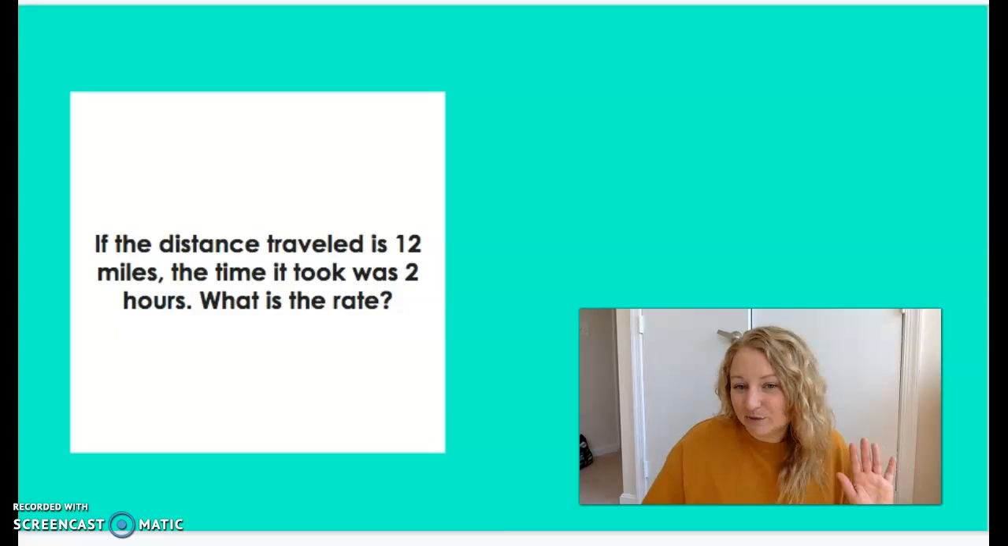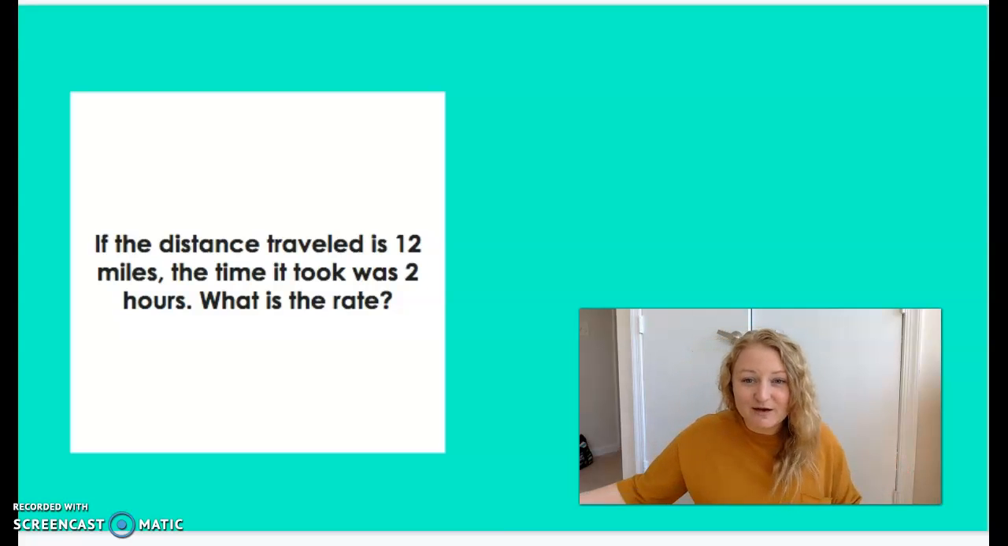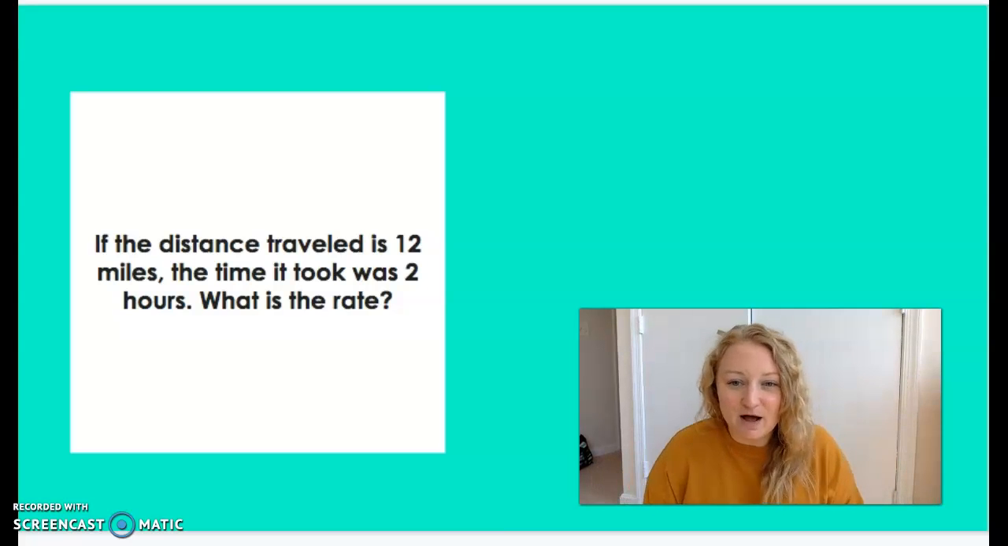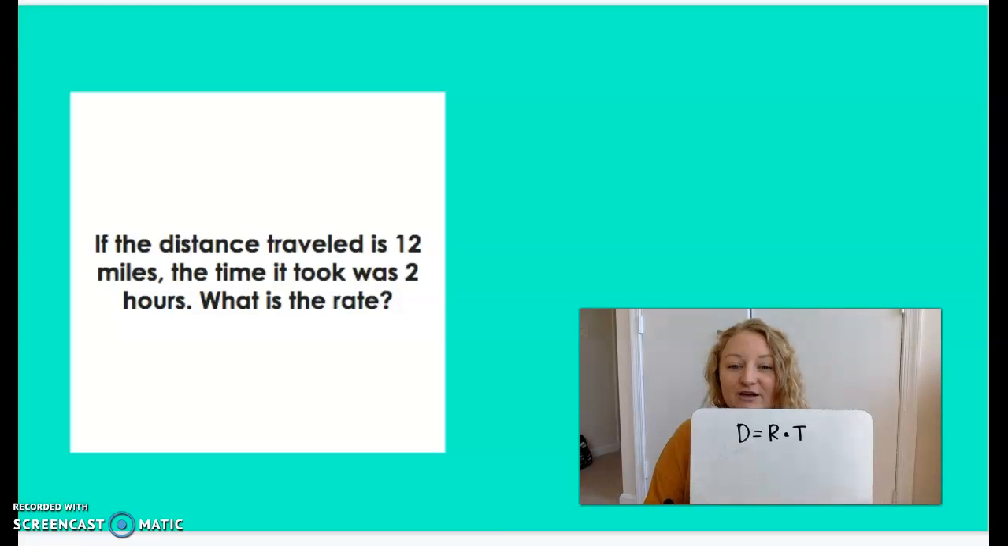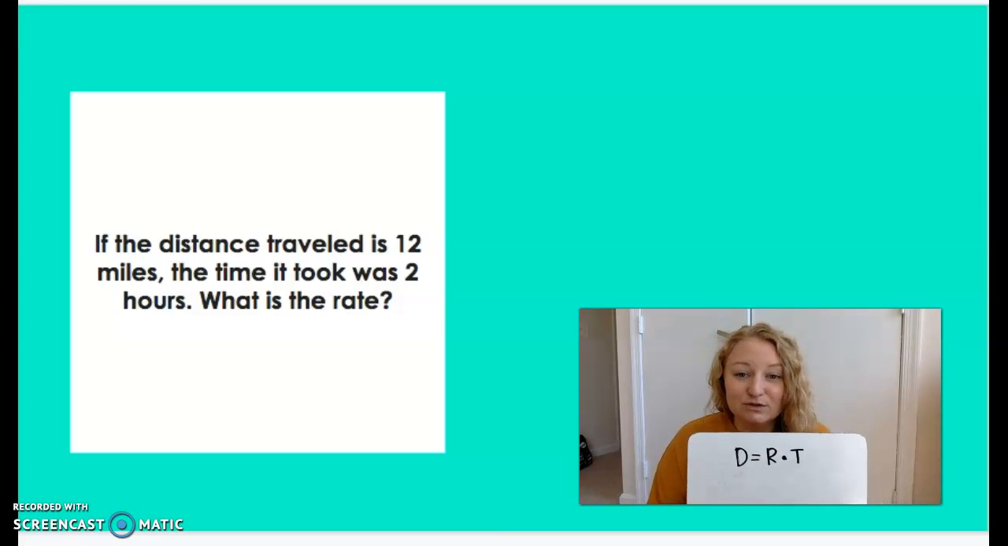Let's go ahead and do a practice problem together. Make sure you have your math notebook or some type of writing utensil nearby. Whenever I sit down to do a distance, rate, and time problem, the first thing I do is write down the formula. So distance equals rate times time. And you'll see that I did the dot. You could use a multiplication sign. You could also just put the R and T next to each other because we know that means multiplication. And now we're going to plug in what we know.